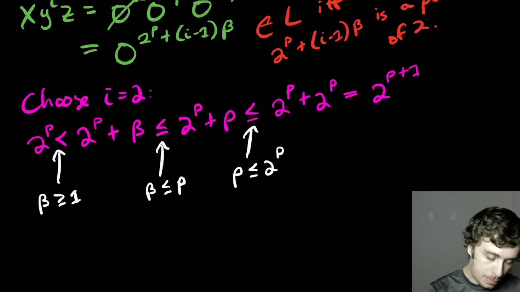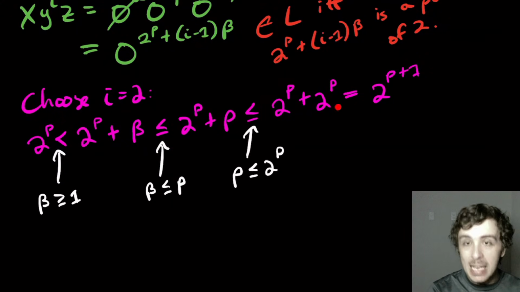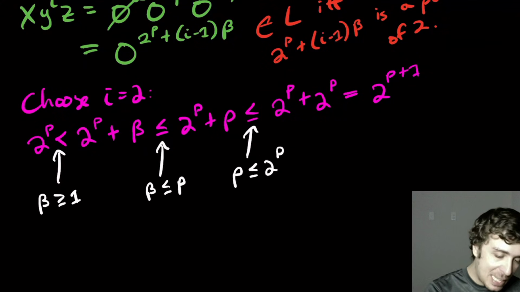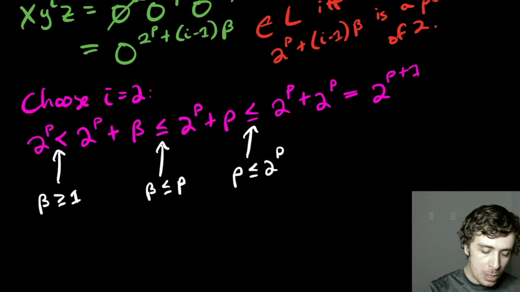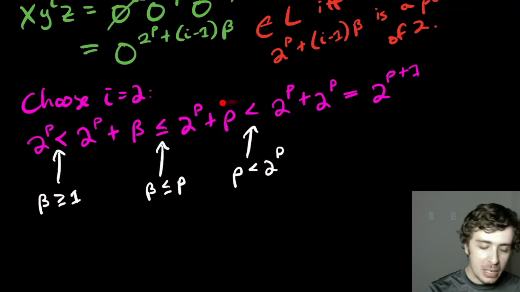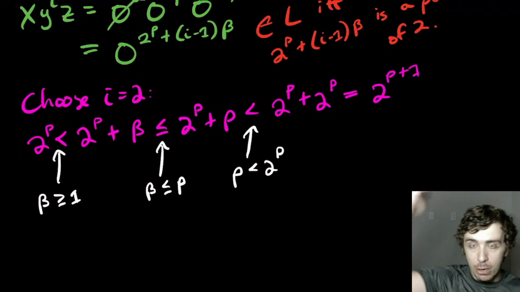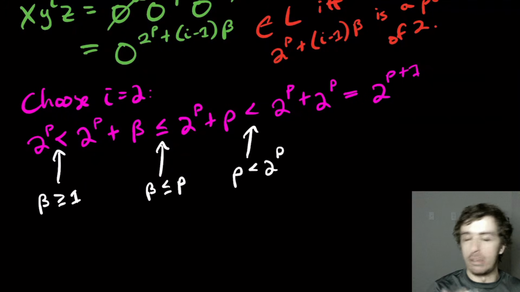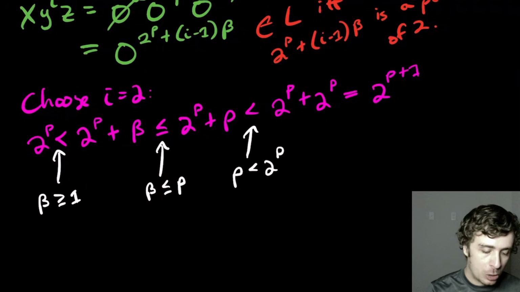So here, what we can actually infer is that 2^p plus beta could be equal to this one, except we know that it's not just less than or equal to, it is a strict inequality. It's strictly less than 2^p. And if it wasn't, we can just pick a higher value of p if it wasn't large enough, but it always is, so there's no issue here.